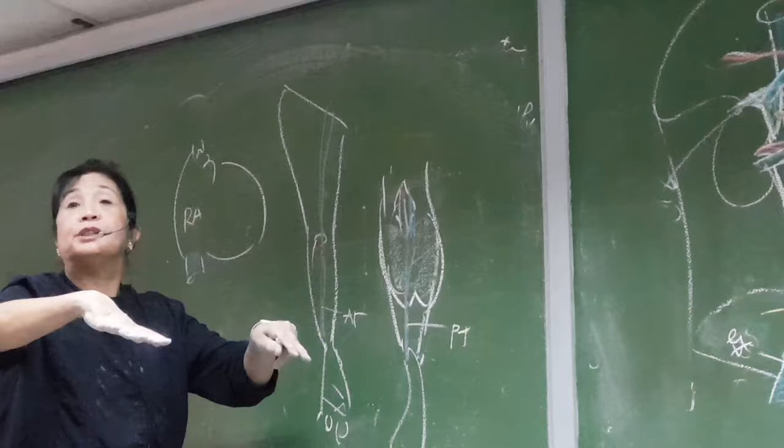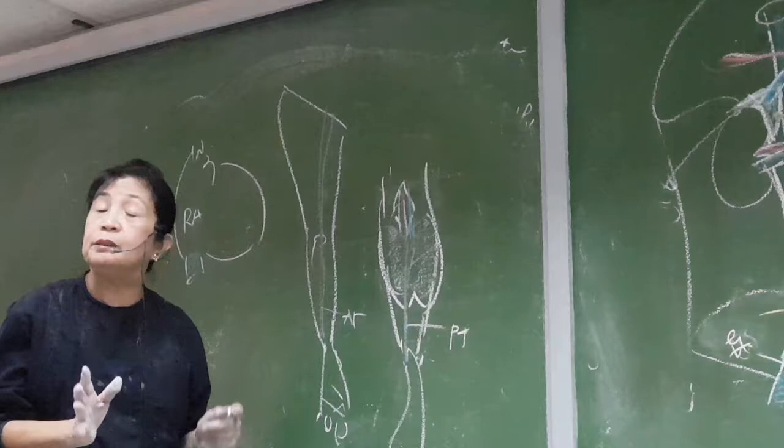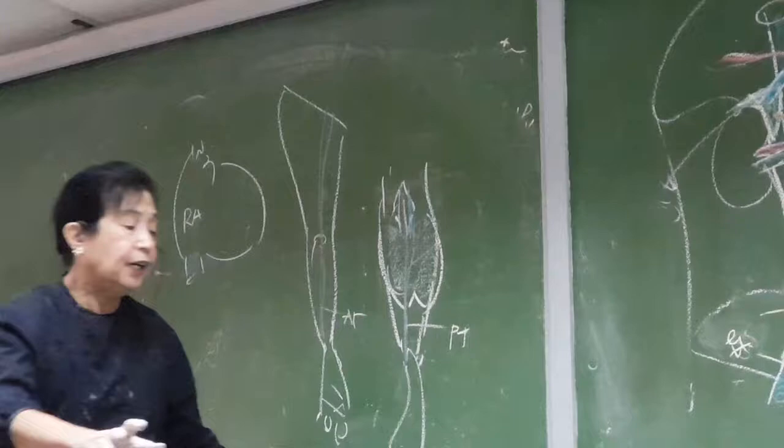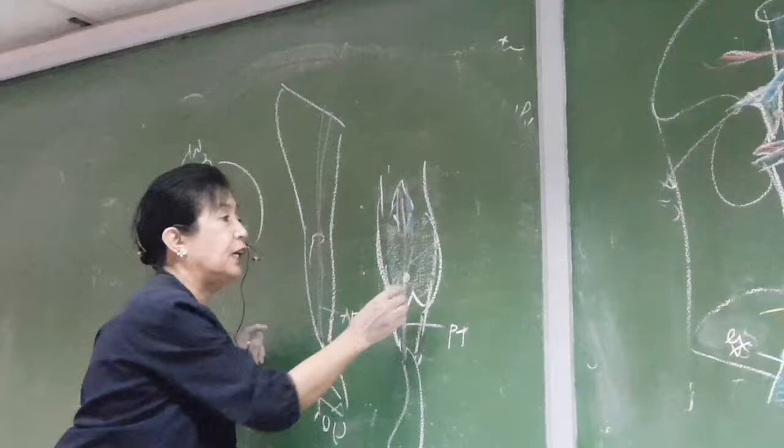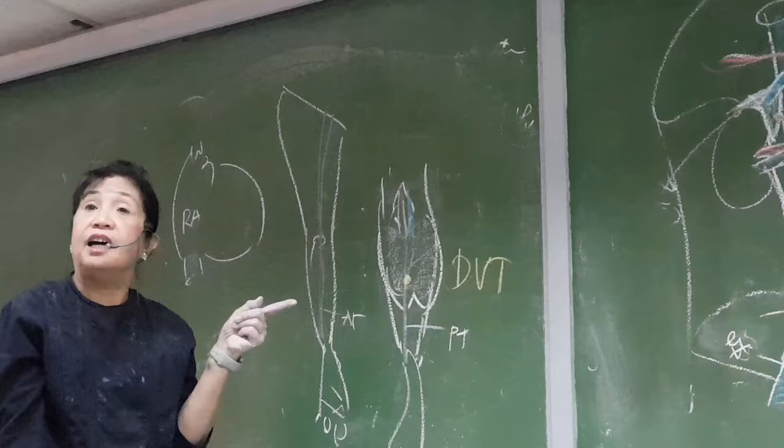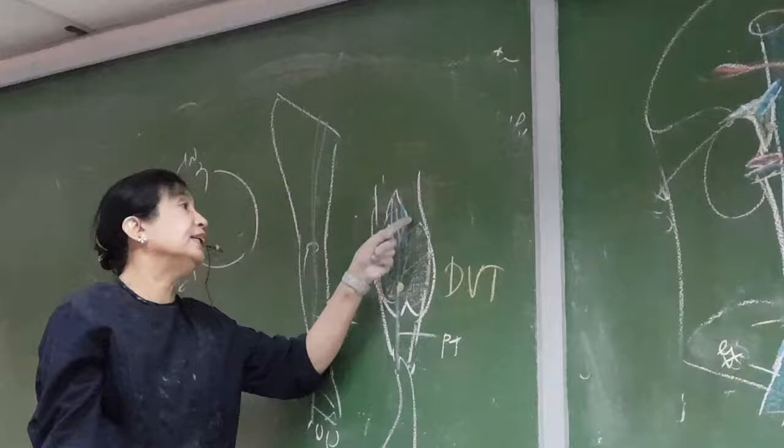So if you don't move your feet, the blood here will stagnate. And that is prone to blood clot formation, especially if there is a familial tendency. So if there is a blood clot here, under the muscle, you call that deep venous thrombosis. And this can dislodge, and it becomes an embolus. And it will travel. Where does it go?